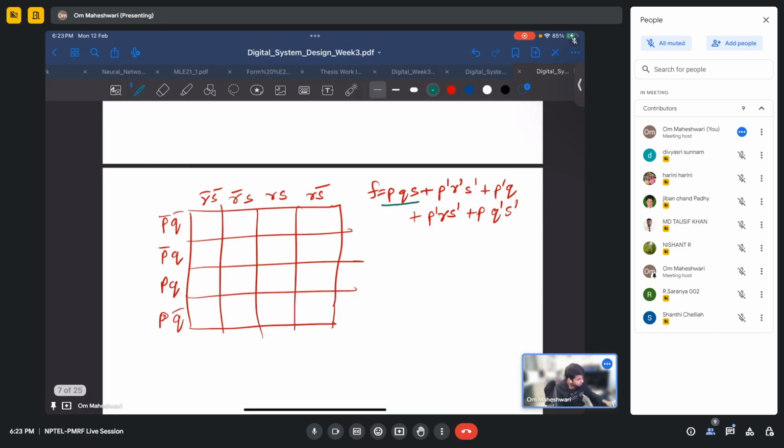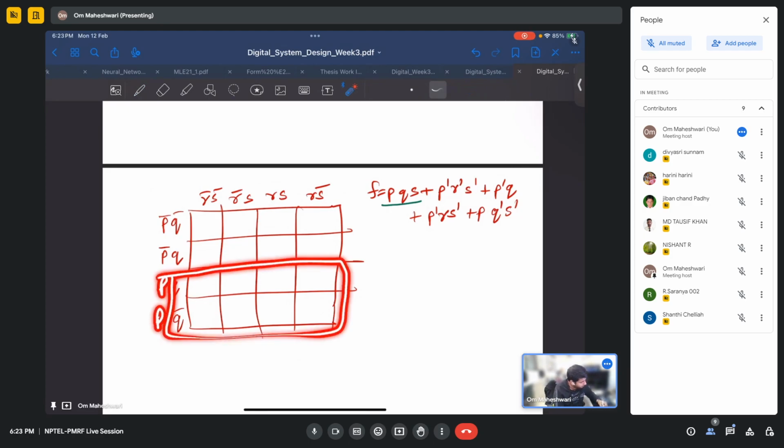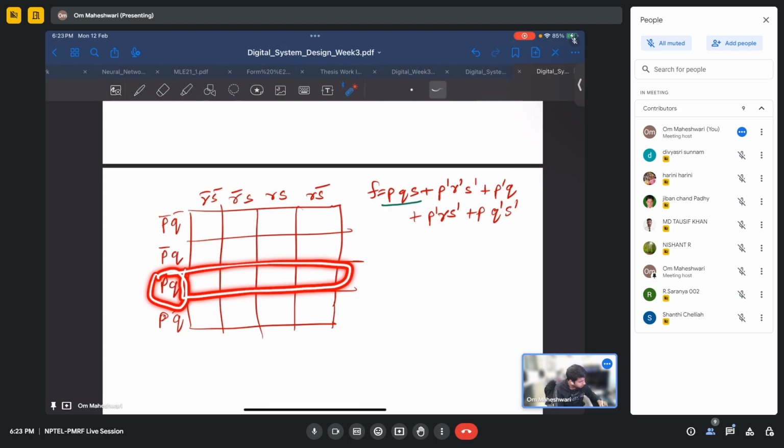PQS. You see, P is here in these two. So somewhere here is P. Where is Q now? PQ is only this one. So this is PQ and S. S is here. So the intersection of these is these two. So these two blocks will be 1. Right? So these two represent PQS.